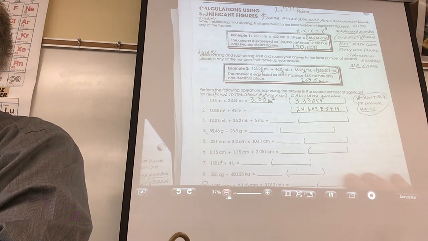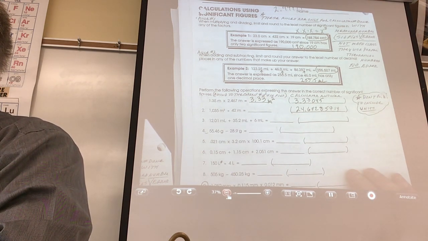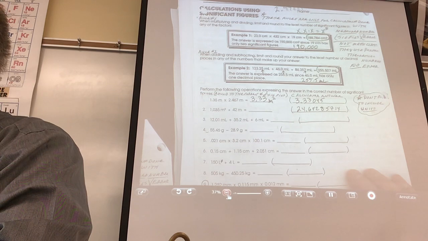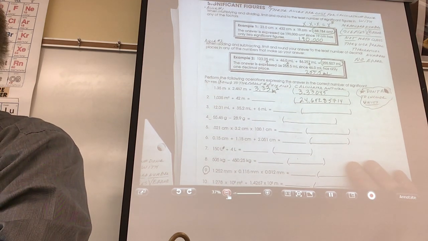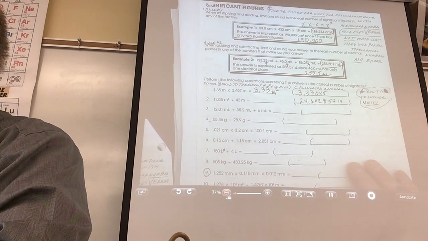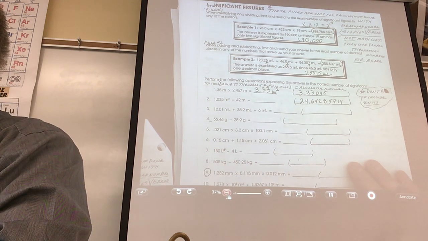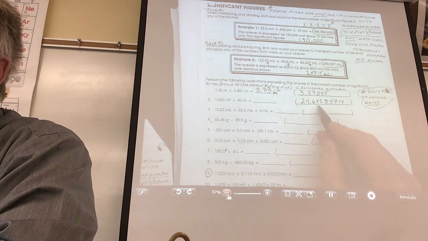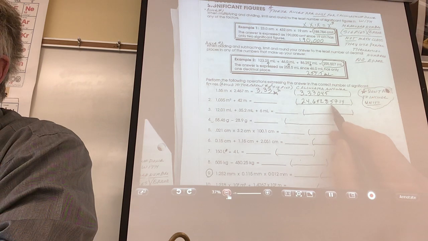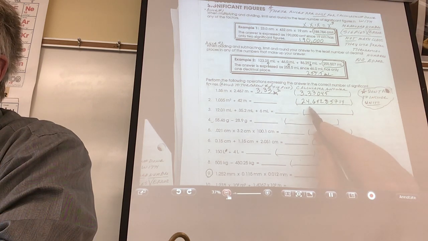All right, for the other one, we got 25 meters. Wait, what's your rule? Since it's above 5, it rounds up. Wait, what are you going to round to? 25. How do you know that? Because the 6 is above 5. Wait, how do you know to round this number? Why don't you round this one?